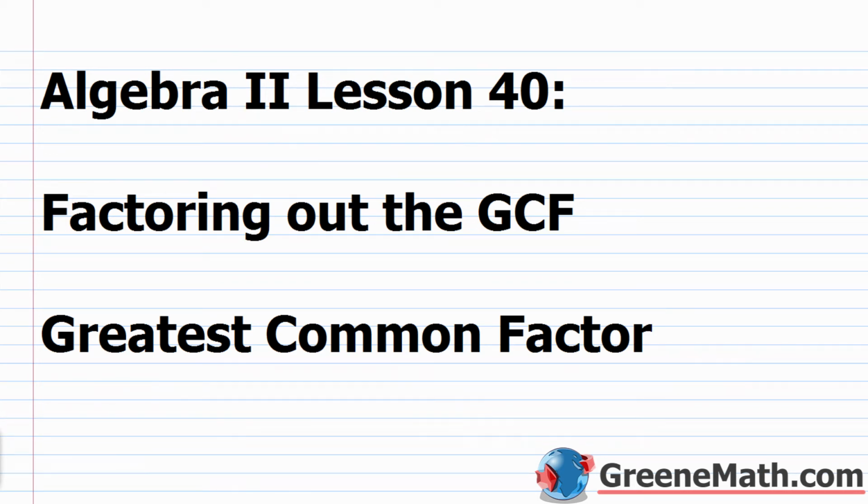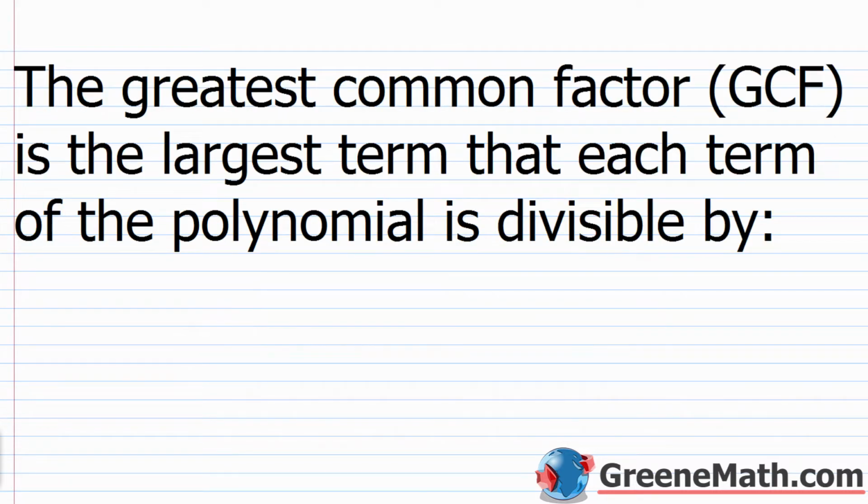In this video, we're going to learn about factoring out the GCF, otherwise known as the greatest common factor. Now, before we actually get into factoring, I need to review something known as the greatest common factor, or the GCF. This is how we abbreviate that. So this is the largest term that each term of the polynomial is divisible by.